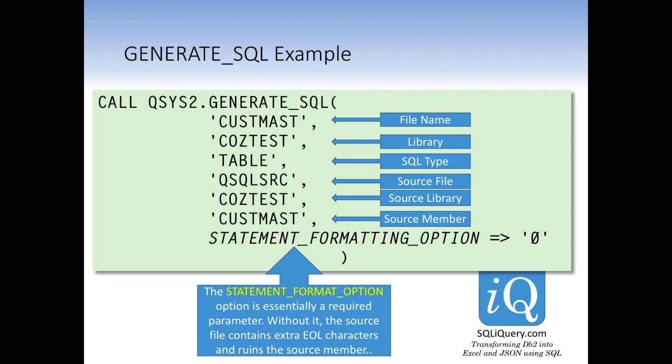Now the last parameter in this example is the statement format option. It is essentially a required parameter because without it, the source file will contain an end-of-line character and a tab character after the last non-blank position. And when you load it into SEU, you're going to have a lot of reverse image and underscores show up. I suppose if you load it into RDi, it may look okay. I don't know why it defaults to 1, it just does. I've asked IBM about it, but at this point they haven't responded.